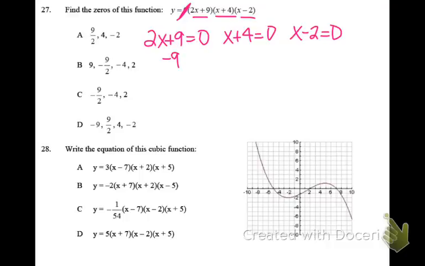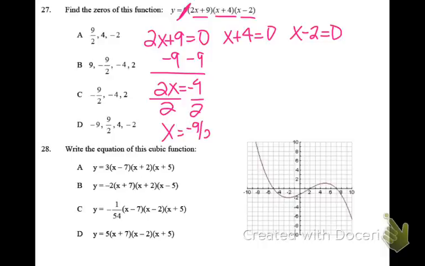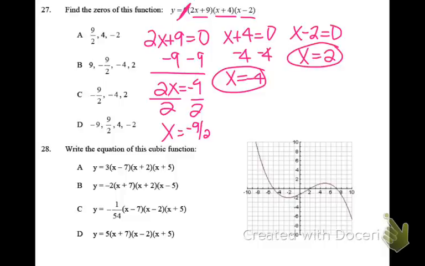So for this one, subtract 9. You get 2x equals negative 9, divide by 2. So you get x equals negative 9 halves. And then subtract 4 from both sides. You get x equals negative 4. Add 2 to both sides, and you get x equals 2. So I have 2, negative 4, and negative 9 halves. Correct answer for that is C.